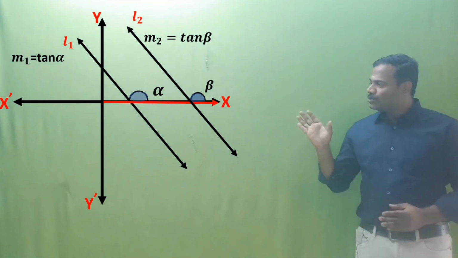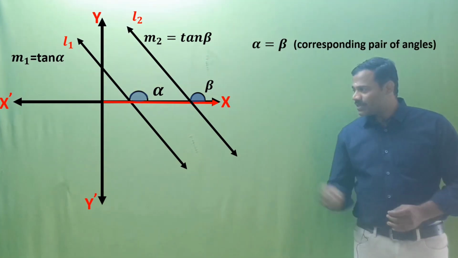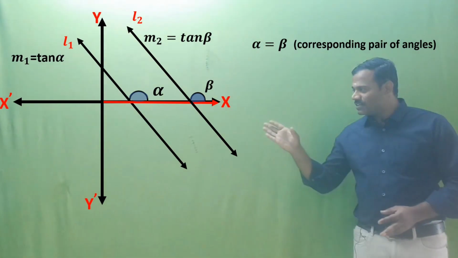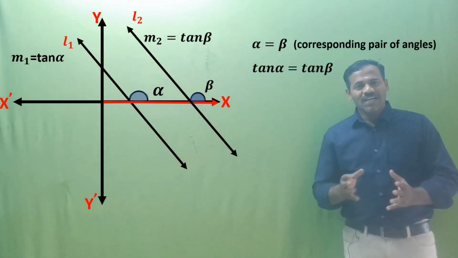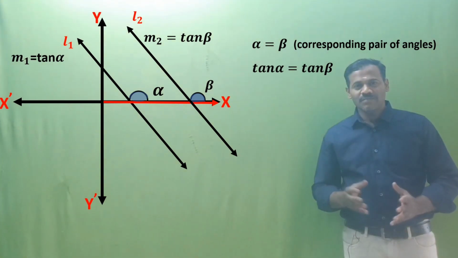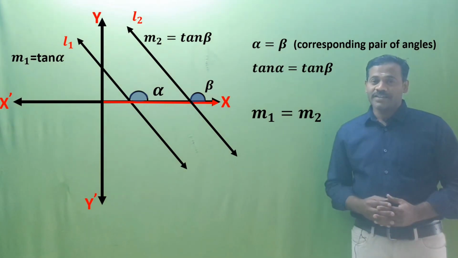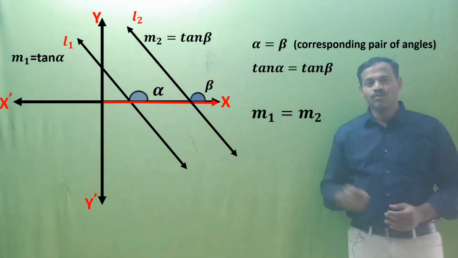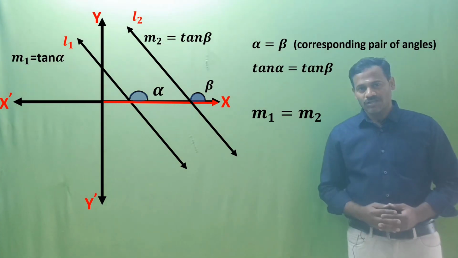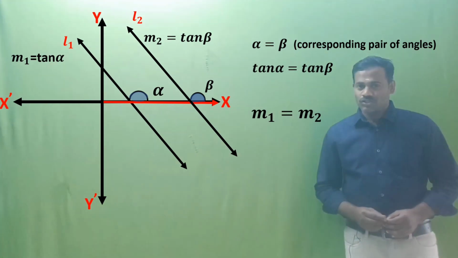Now alpha is equal to beta. Why? If you apply the fundamental of transversal, the corresponding pair of angles will be equal. That's why alpha is equal to beta. And tan alpha is nothing but m1 and tan beta is nothing but m2. So m1 is equal to m2. In case of parallel lines, the slopes are always equal to each other. You can take any number of parallel lines, the slopes are equal to each other.